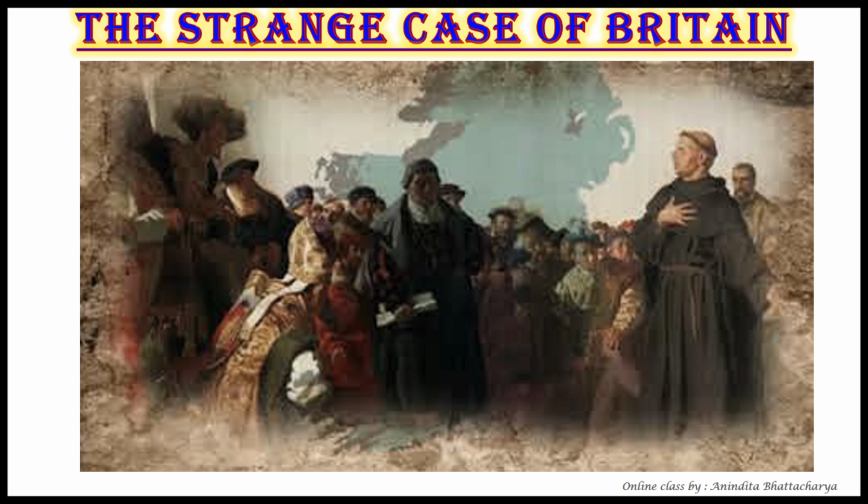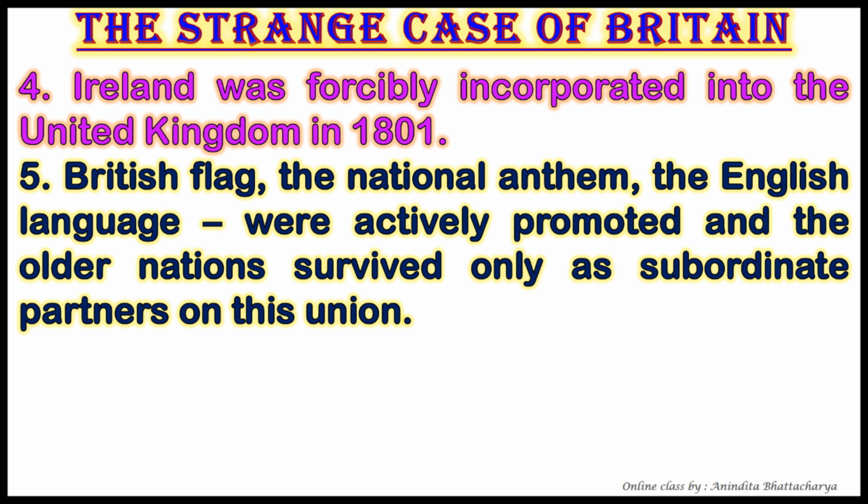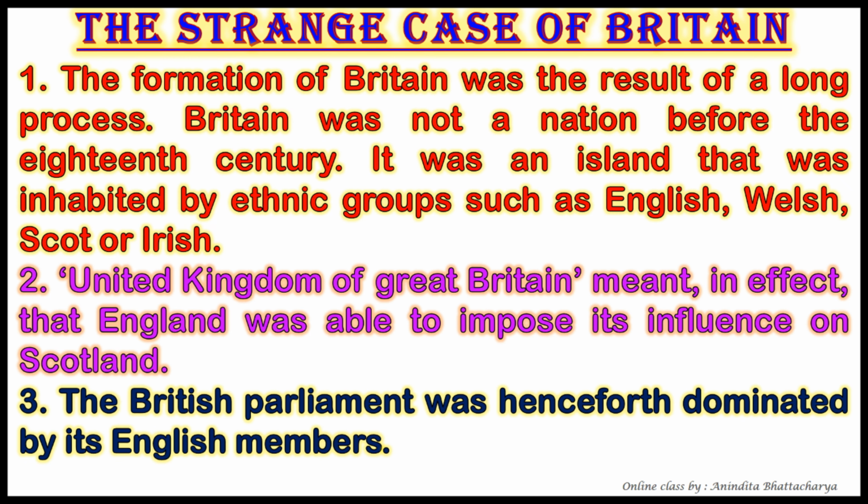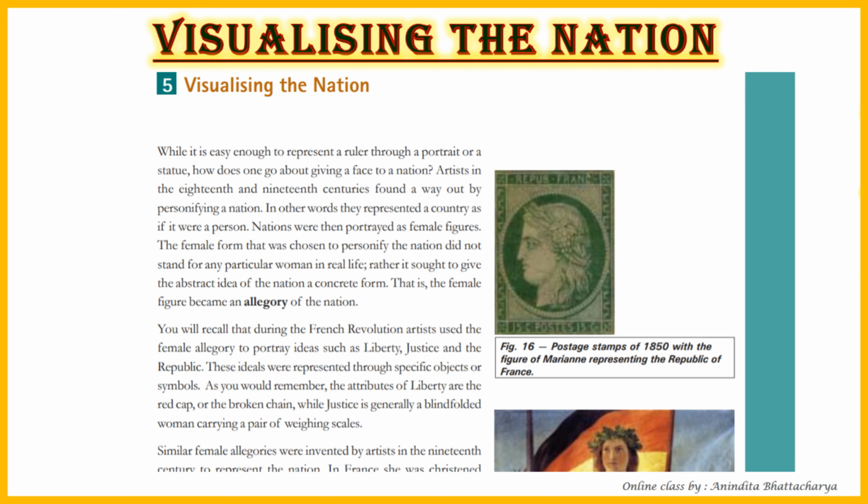Our next topic is the making of Great Britain, or we can say the strange case of Britain. Ireland was forcibly incorporated into the United Kingdom in 1801. The British flag, the national anthem, the English language were actively promoted, and the older nations survived only as subordinate partners in this union. Visualizing the nation.